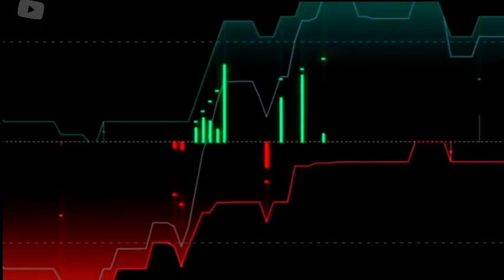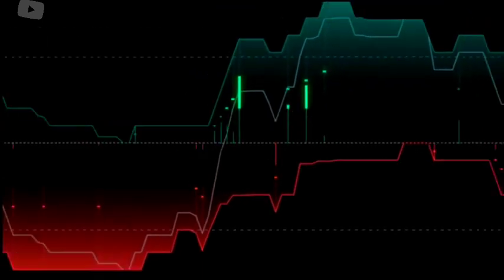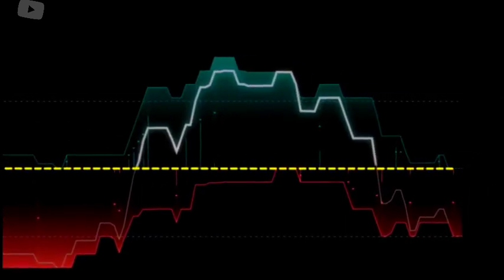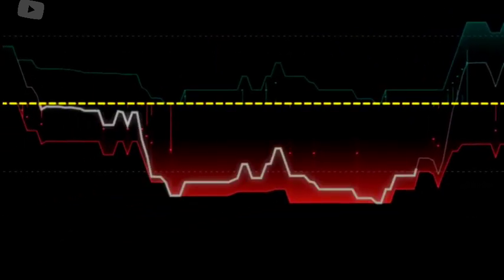Inside the oscillator, you'll notice small dashes and markers. These appear whenever a new unmitigated fair value gap is detected. You'll also see a gray line running through the center. This is the net value line. It represents the combined balance of bullish and bearish unmitigated gaps. When it's above zero, bullish gaps dominate. When it's below zero, bearish gaps take control. This gives you a clear visual of the market's net directional pressure at a glance.